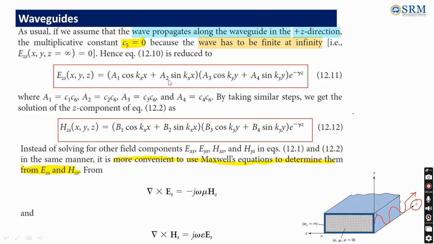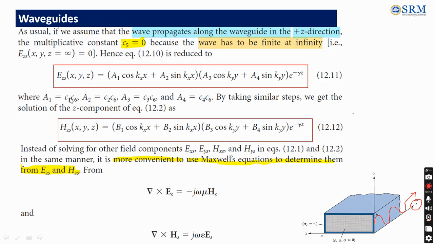A1 cos kxx plus A2 sin kxx. This term also remains the same. Only thing is e power minus gamma z will be there. This represents the wave is propagating in the positive z direction. One more component is there, that is plus e power plus gamma z. So that represents a wave traveling in the negative z direction. That only we neglected by assuming that constant is 0.